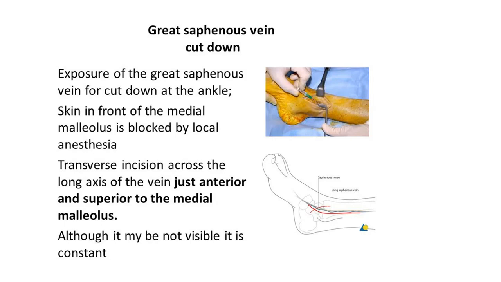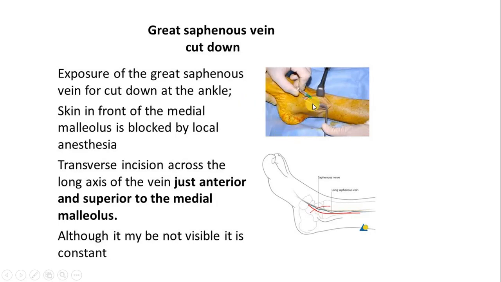So the procedure we are seeing here: the cut is made anterior to the medial malleolus, on the anteromedial side of the leg, and then the great saphenous vein is exposed. That is cannulated here with the venous cannula, and then through this the rapid fluid, blood or other things can be given.